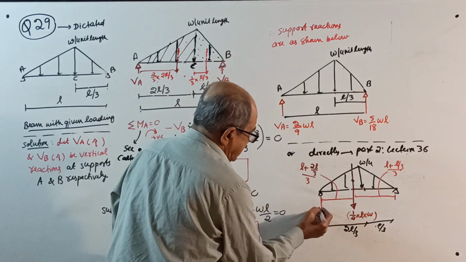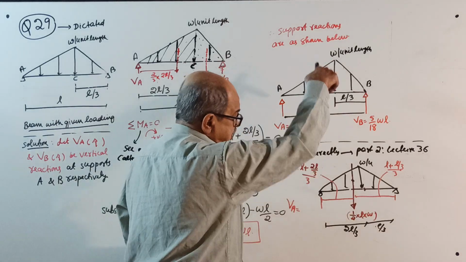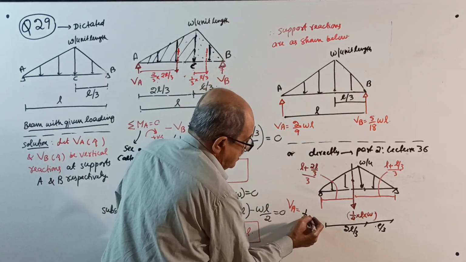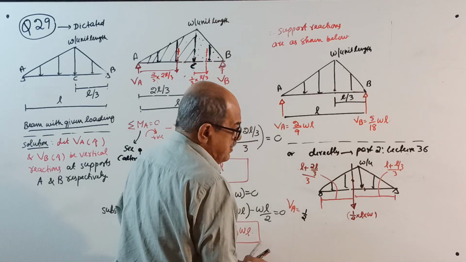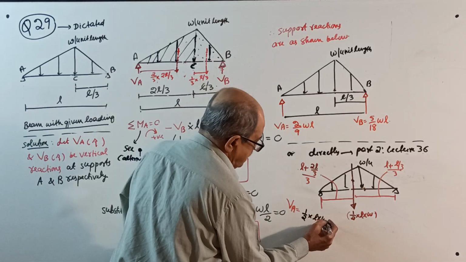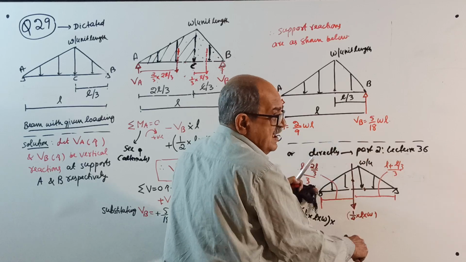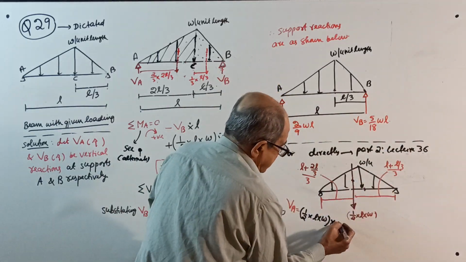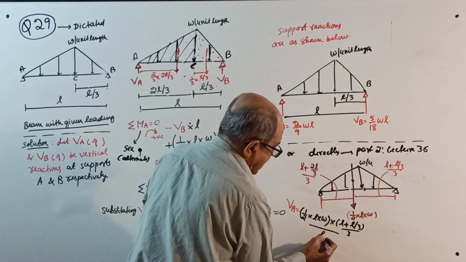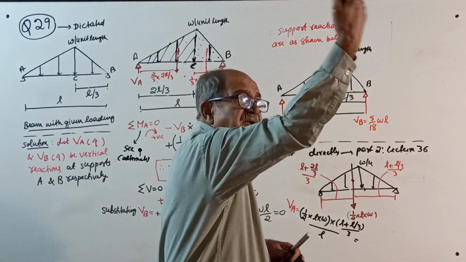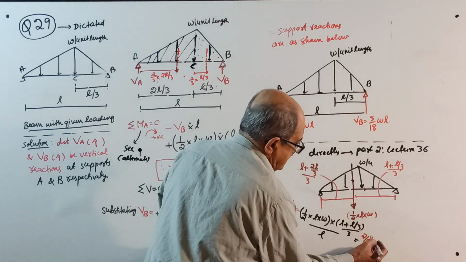Now directly, VA equals the magnitude of the load, that is half into L into W, the total load, multiplied by the other distance, that is L plus L by 3 divided by 3, divided by L. Load into other distance divided by span. My guarantee, the answer will be 2 by 9 WL.